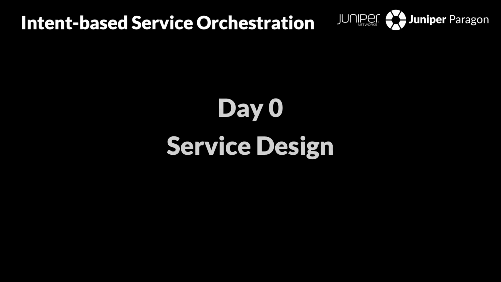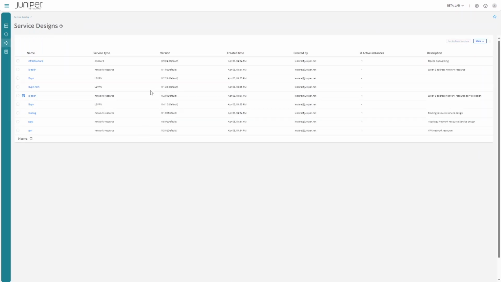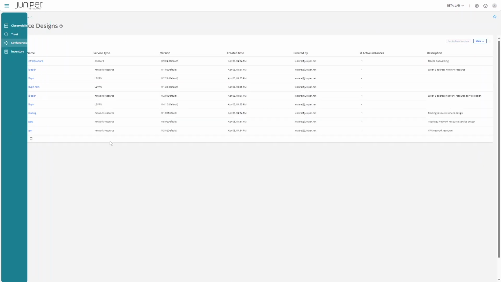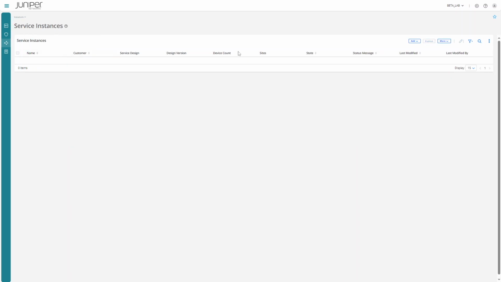First, Day 0, Service Design. From the Paragon login, we go into our service catalog. That's where we find a range of standards-aligned service designs that we can start from. The orchestration engine uses these to translate customer intent into network and application configurations that realize that intent.